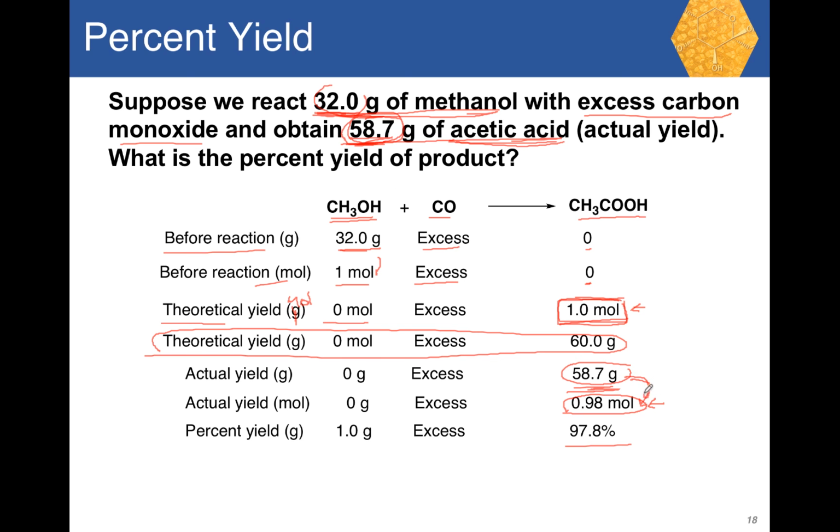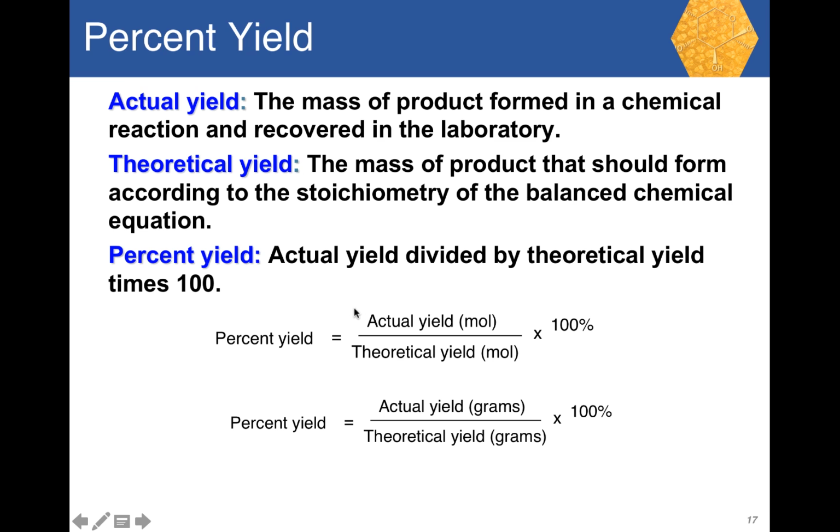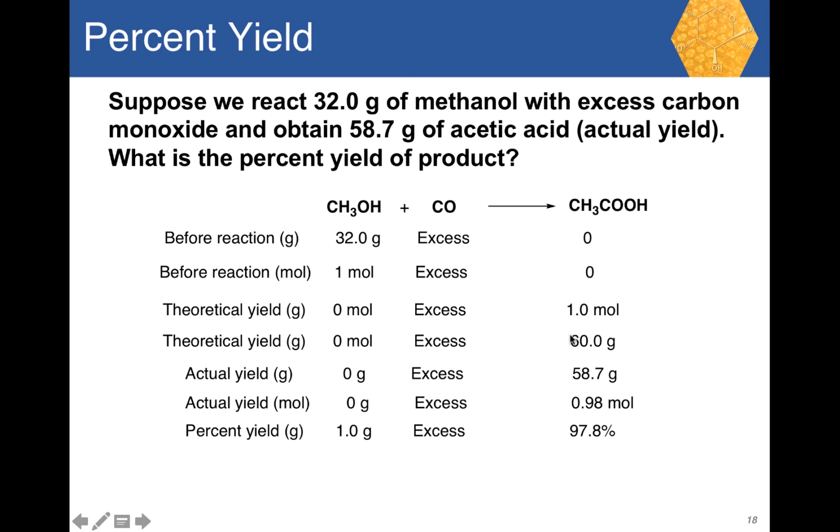Convert that to moles, right? And then use the equation on the previous slide here. As you can see, the actual yield divided by theoretical times 100. And what you will get over here is 97.8%.